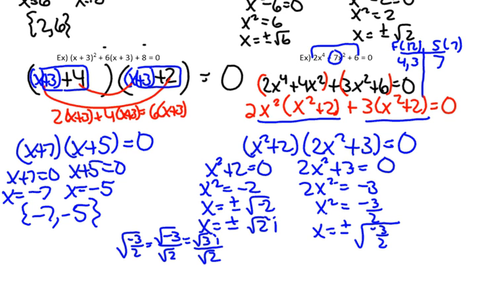Now, I want to rationalize the denominator, meaning to get rid of the radicals in the denominator. So I'm going to multiply the top and the bottom by the square root of 2. Remember, when I do that, I'm multiplying by 1, and when I multiply by 1, nothing changes. So I have 4 solutions here, plus or minus the square root of 2i, and plus or minus the square root of 6i divided by 2.